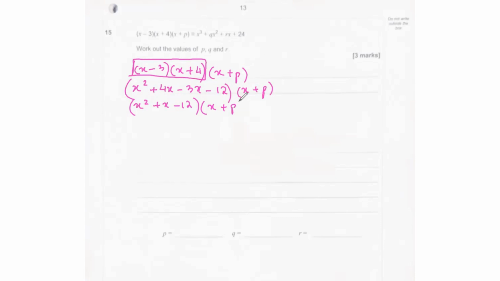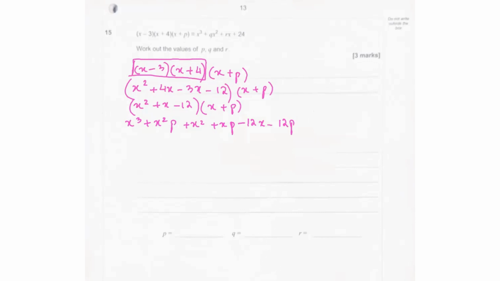Now we expand these two brackets. x squared times x is x cubed. x squared times p is x squared p. x times x is x squared. x times p is xp. Negative 12 times x is negative 12x, and then we have negative 12p.